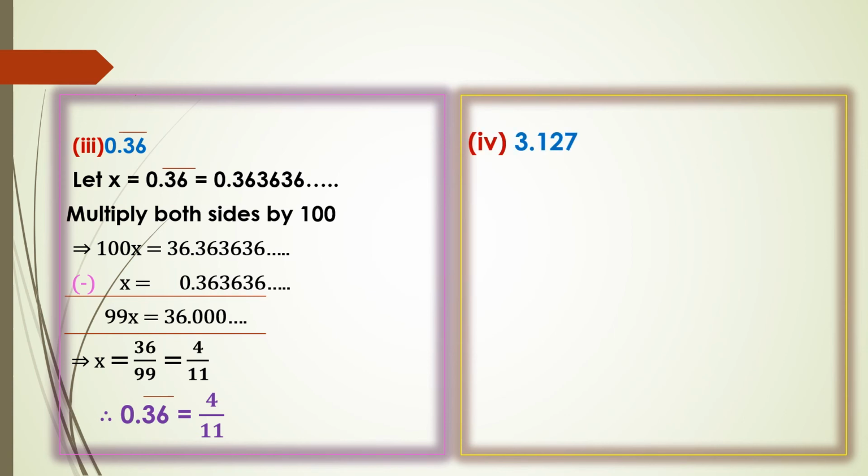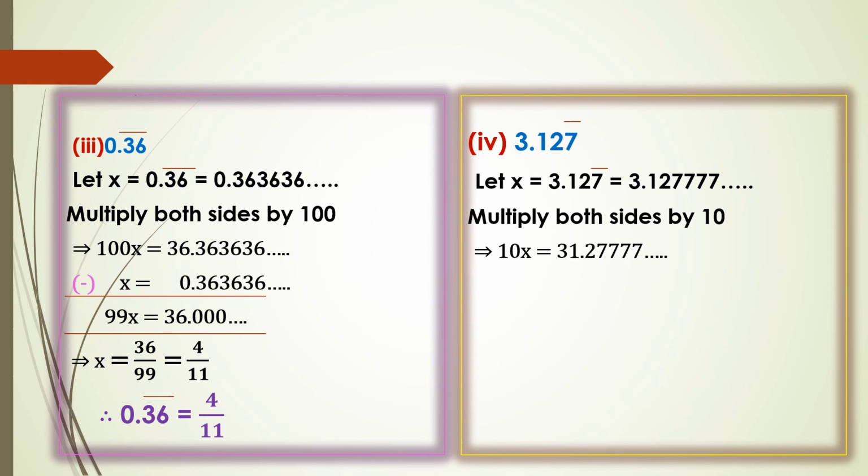In a similar way, you can go with the next problem. Here I gave 3 digits after the decimal, but you should see only how many digits the bar is for. You should not see how many digits are there after the decimal. Here the bar is for only 1 digit, so I should multiply by 10. 10 means only one 0, so only 1 digit will go in front of the decimal. So 31.2777, and so on. Now subtract x from 10x. So you'll get the 9x like this.